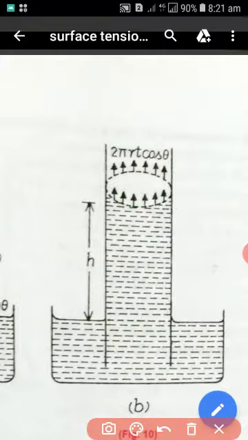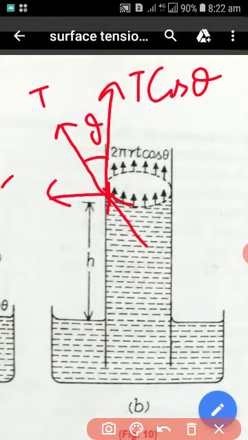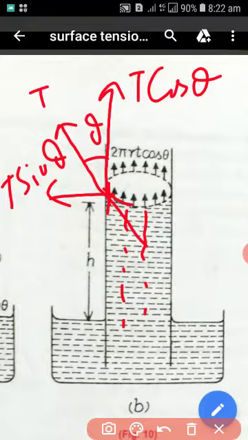Now see, suppose you draw the tangent, this is the surface of the liquid and this is the air. So this is the tangent. Now why does water rise up? Because of this T cos theta component. And this is theta, the angle of contact, and here is the T sine theta. I think now you understood why water rises up. Because of T cos theta.